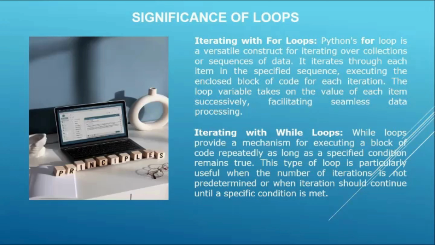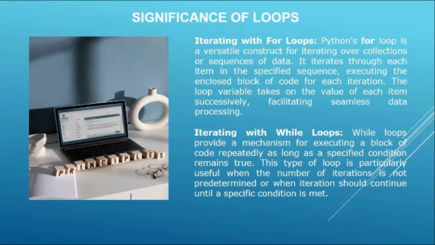The next coming into picture is iterating with while loop. While loops provide a mechanism for executing a block of code repeatedly as long as a specific condition remains true. So what is this while loop? Unless and until the condition turns out to be false, the loop repeats. In a for loop, we will be knowing the specified time limit and the condition beforehand. And based on that, it will stop.